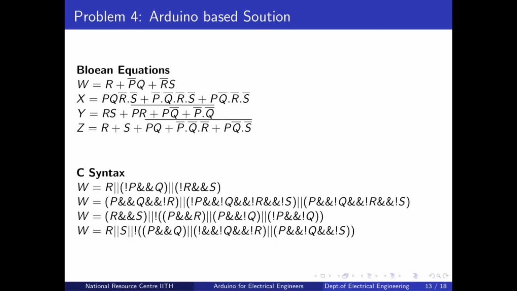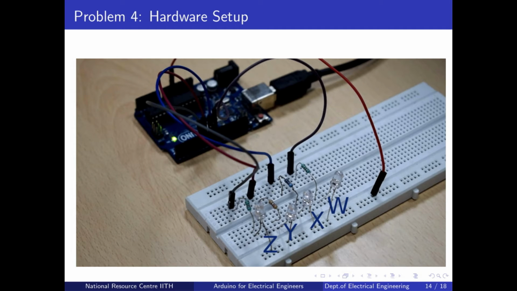So here are the Boolean expressions and their C syntaxes. And this is the hardware setup for problem 4. W corresponds to the first LED, X corresponds to the second LED, Y corresponds to the third LED, and Z corresponds to the last LED.